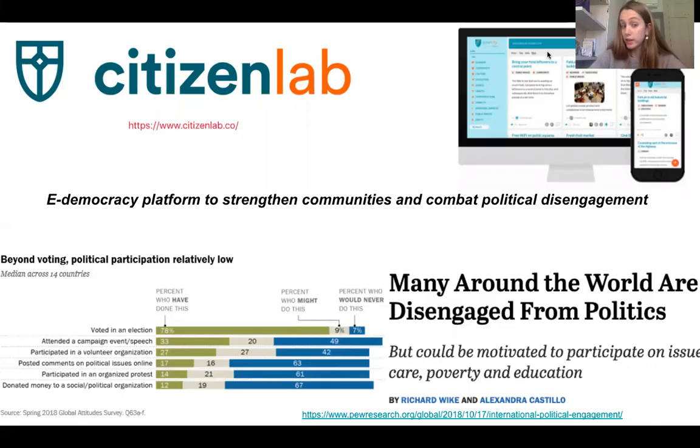Citizen Lab is an e-democracy platform to strengthen communities and combat political disengagement. Seeing a system problem in civic disengagement, I have looked for a social innovation that is taking place, that is Citizen Lab, which is an app developed in Brussels for combating civic disengagement.